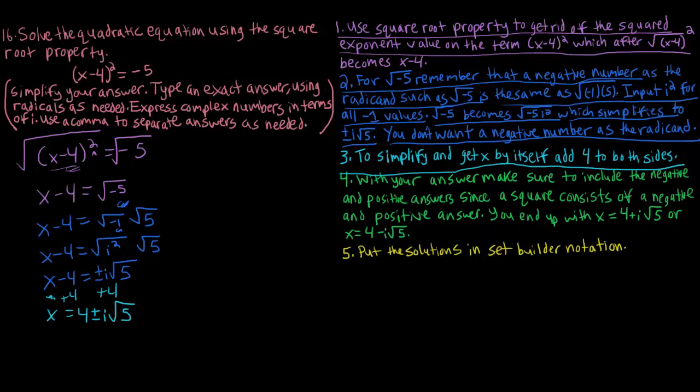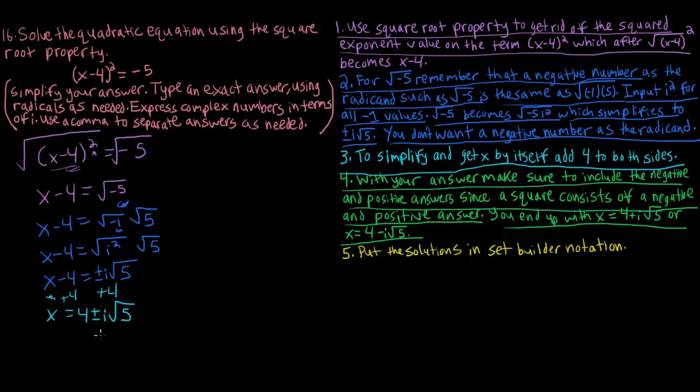Now, for step 4, with your answer, make sure to include the negative and positive answers, since a square root consists of a negative and a positive answer. You end up with x equals 4 plus i square root of 5, or x equals 4 minus i square root of 5. So pretty much just this right here, 4 plus or minus i square root of 5. Another way to write that is to just write each solution separately. So you'd have x equals 4 plus i square root of 5, or x equals 4 minus i square root of 5.